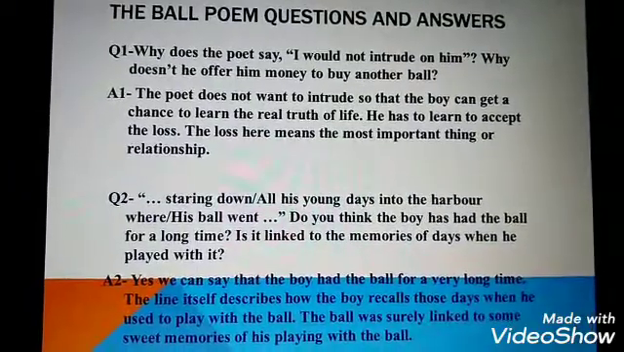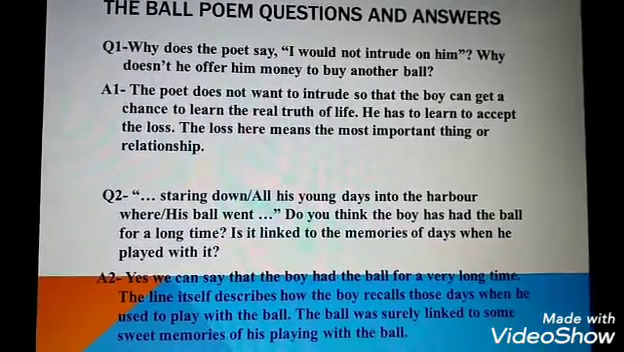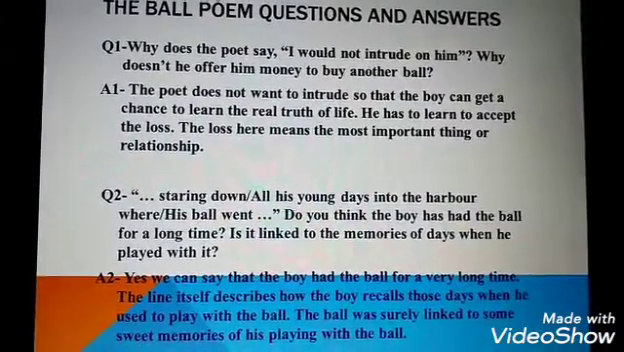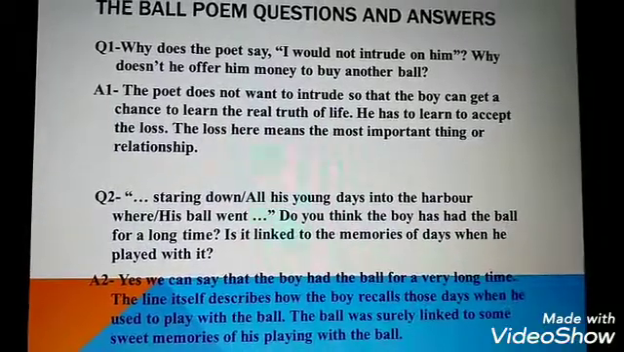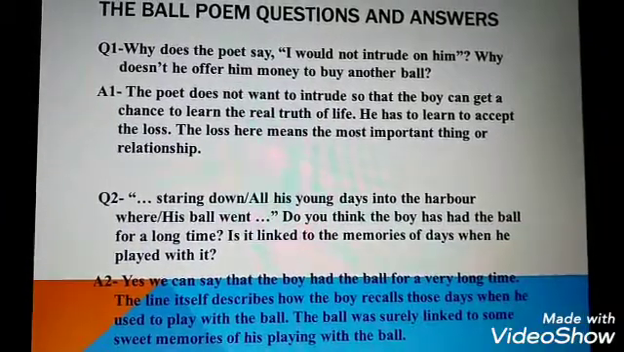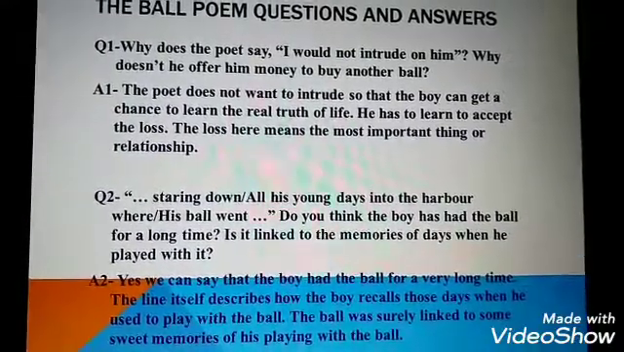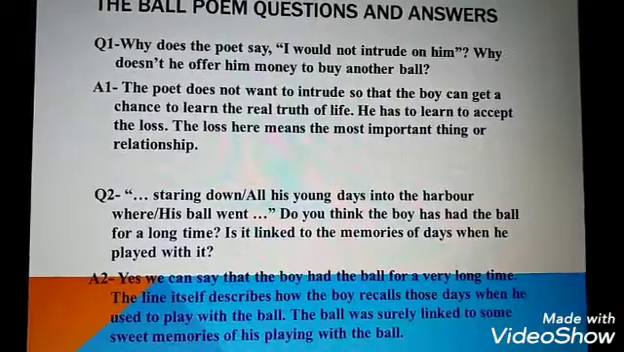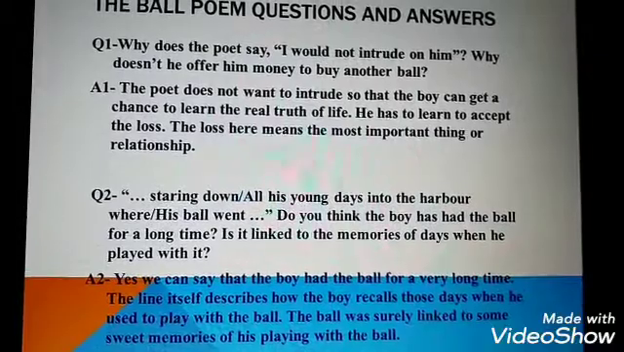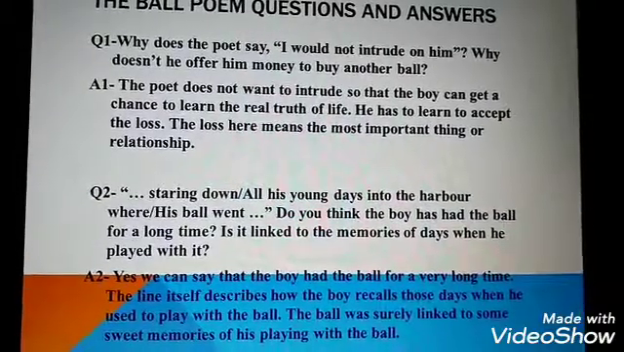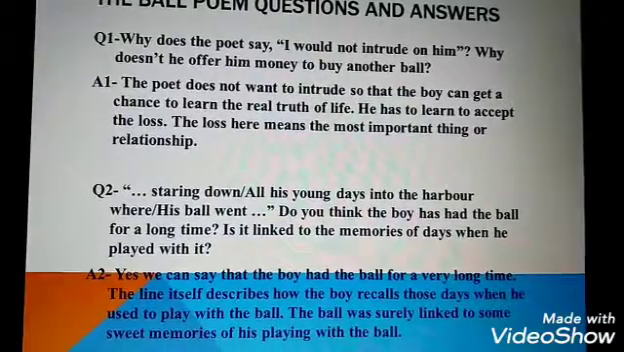Coming to the questions and answers. Children, please write down the following questions and answers in your classwork notebook. Question number 1. Why does the poet say, "I would not intrude on him"? Why doesn't he offer him money to buy another ball? Answer. The poet does not want to intrude so that the boy can get a chance to learn the real truth of life. He has to learn to accept the loss. The loss here means the most important thing or relationship.